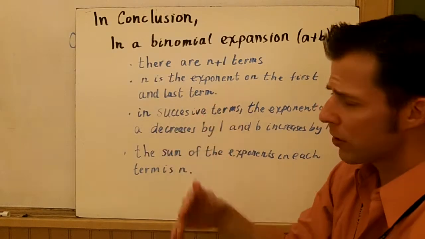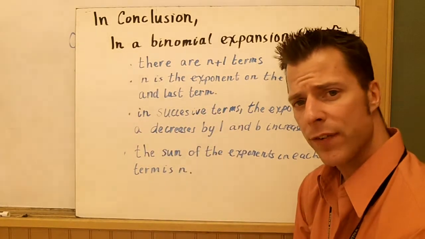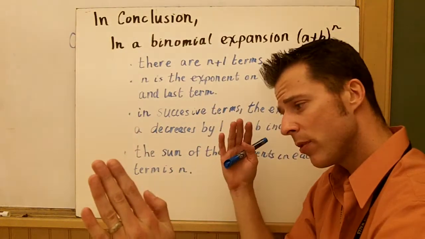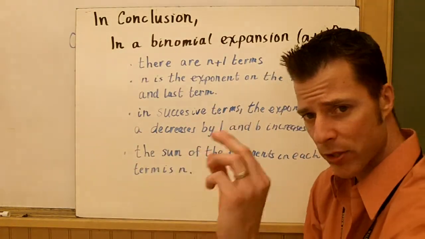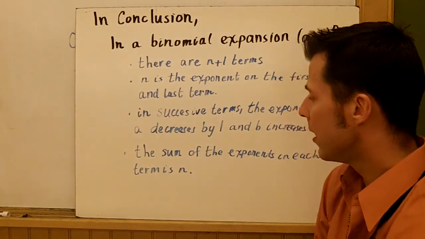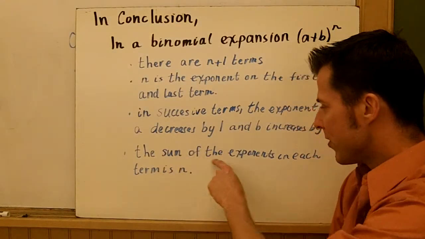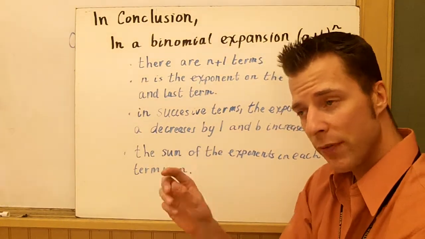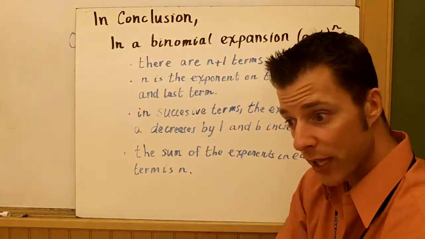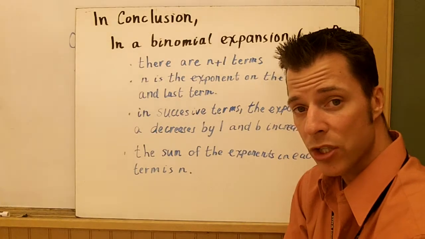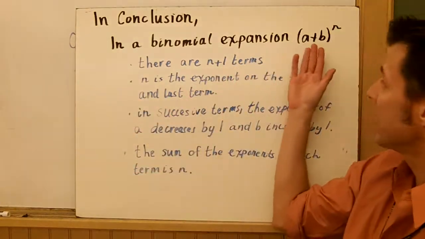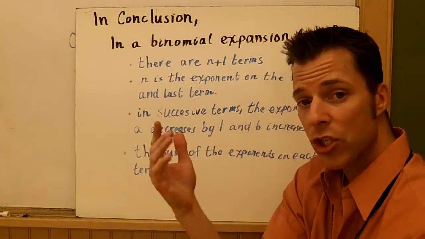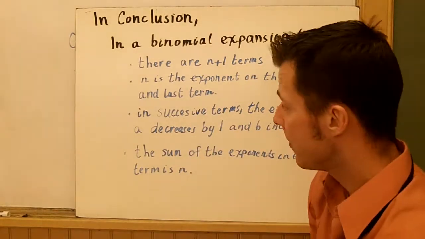N is always the exponent of the first and last term. So if it's a plus b to the fifth, you're going to start with a to the fifth, and you're going to end with b to the fifth. So the first and last term is going to be raised to the n. The sum of the exponents is always equal to n. So if you have a fourth degree, if you add all the powers up on each term, it should be equal to 4 each time.